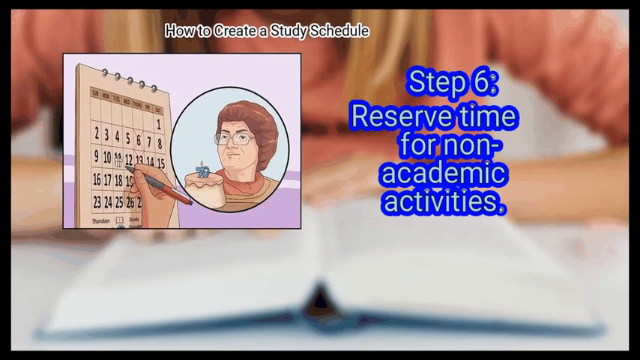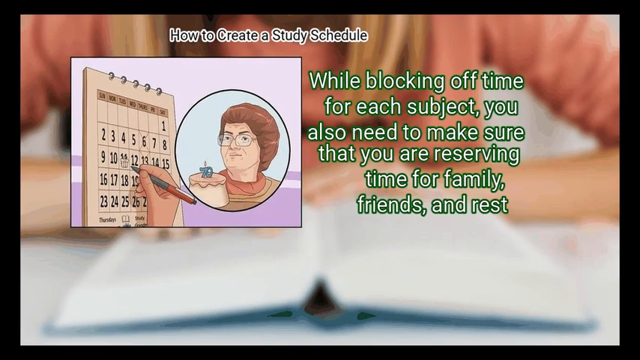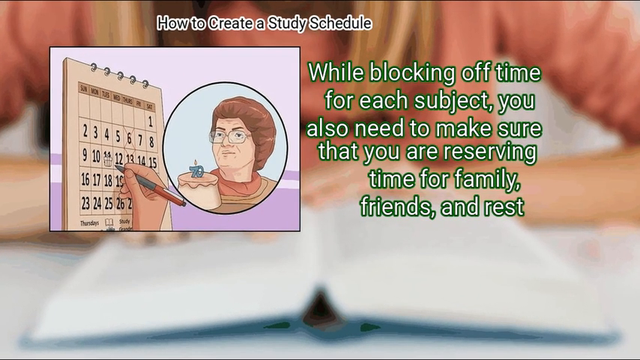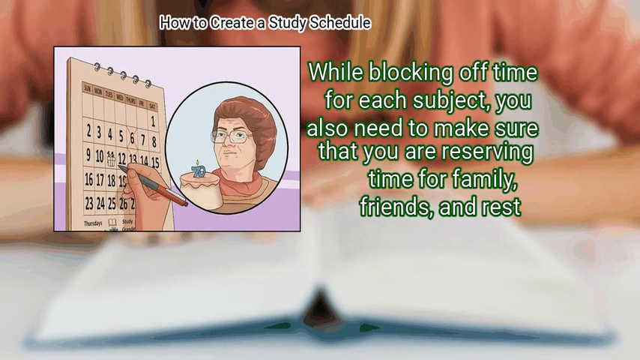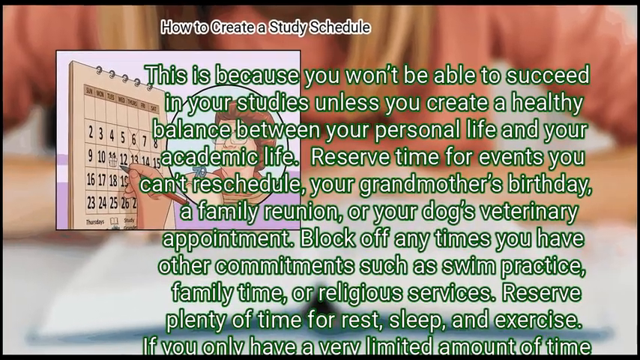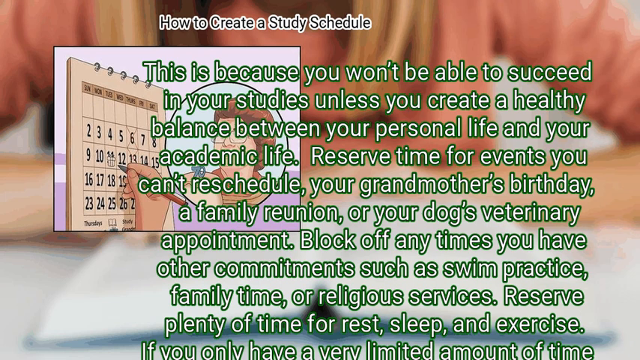Step 6. Reserve time for non-academic activities. While blocking off time for each subject, you also need to make sure that you are reserving time for family, friends, and rest. This is because you won't be able to succeed in your studies unless you create a healthy balance between your personal life and your academic life.